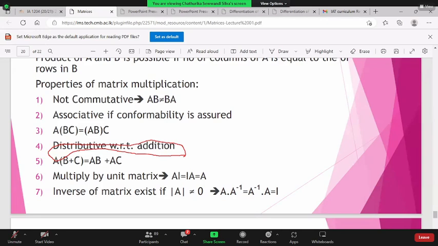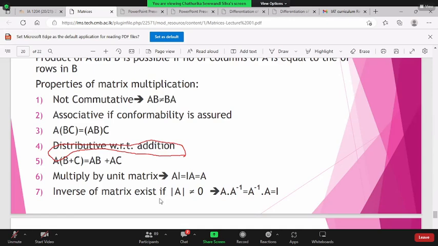The other property is that the inverse of a matrix exists. This will come later, with the determinant. You know the determinant. The inverse of a matrix exists only if the determinant is not equal to 0. We will be able to find the inverse only if the determinant is not equal to 0.